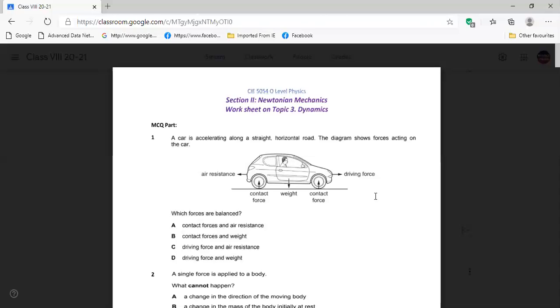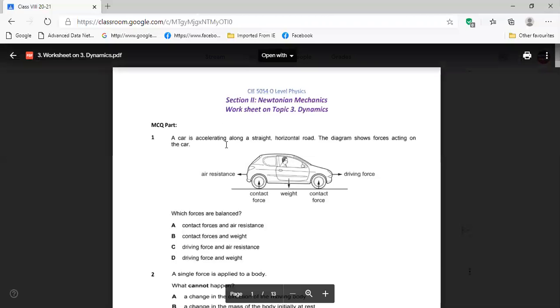Why not C? Driving force and air resistance. Because if driving force and air resistance are equal, then the speed would be constant. But it's accelerating here. Yes, that is the clue. I told you that in the first few words we have the clue. It's saying accelerating, right?